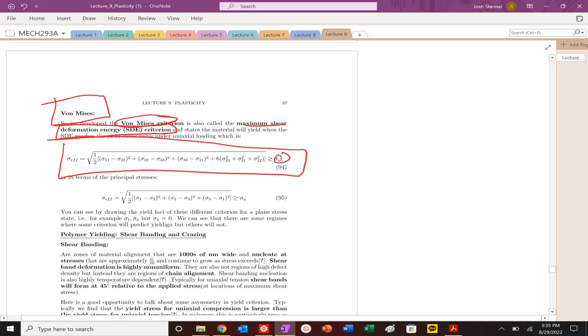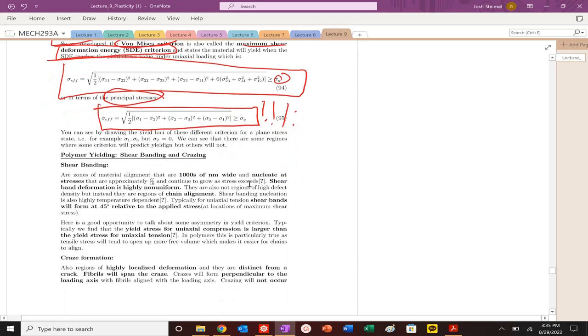It's described by this huge equation, this sigma effective. It can be reduced in terms of principal stresses, and we can see when this predicts that materials will yield. The yielding mechanisms of many different materials can be very different.